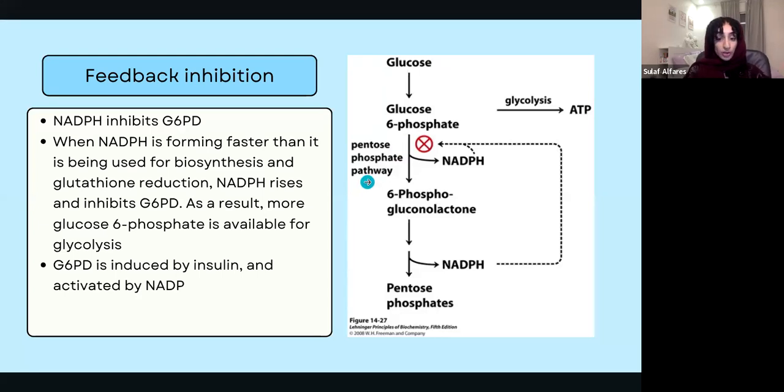Likewise, when we have low levels of NADPH, it's going to stimulate this pathway, okay? And one other thing you should keep in mind, insulin. When we have insulin, it's going to stimulate G6PD to work, and also when we have NADP positive, okay? So just remember, NADPH, if we have too much of it, it's going to inhibit G6PD, okay?